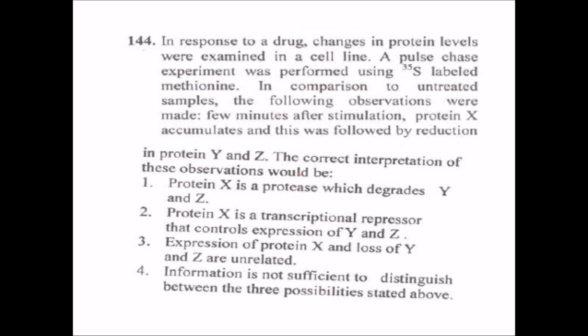we can't predict it because the information is insufficient. It is not telling whether it is binding or not. So the information is not sufficient to distinguish between these possibilities. It can be through feedback mechanisms, or it can act as a repressor for the transcription factor, or it can act as some toxin. So it is not clearly mentioned. So the answer will be number 4.